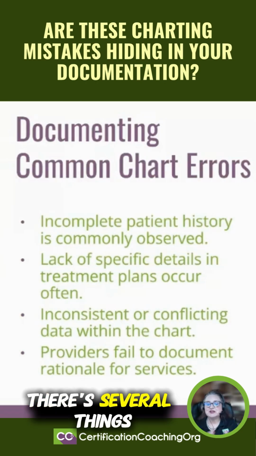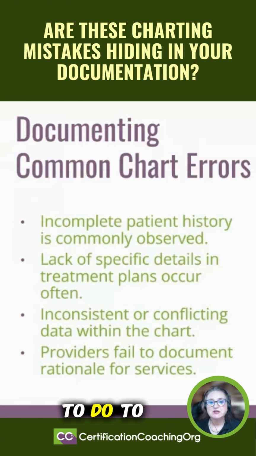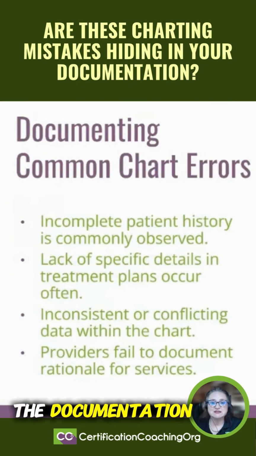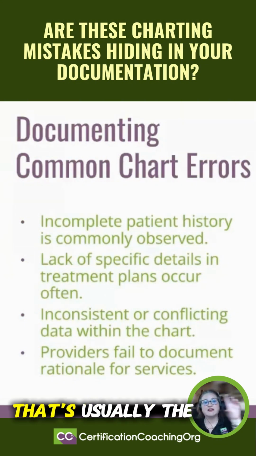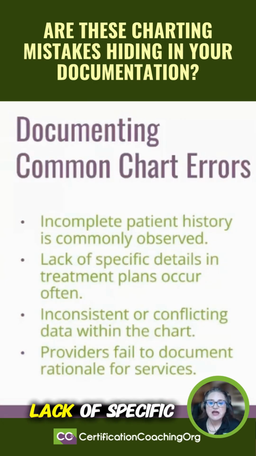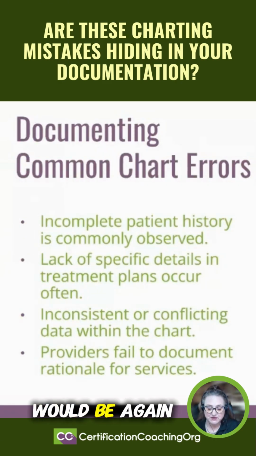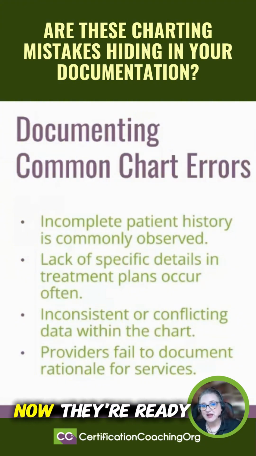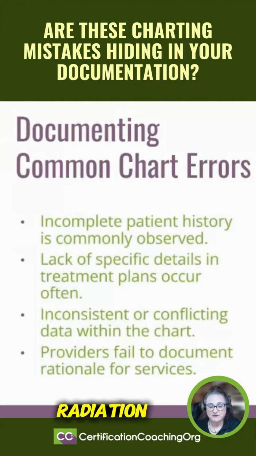So again, there's several things that we need to do to make sure that we see everything that's needed and it's clear and precise in the documentation, starting with the history. That's usually the PHI. That's usually what's at the top of a chart. Lack of specific details and treatment plans occur often. One of those would be, again, if you want to use cancer, for example, when the person stopped chemo. Does that mean now they're ready for radiation, or are they not going to have radiation?